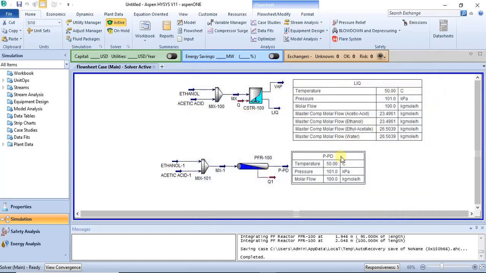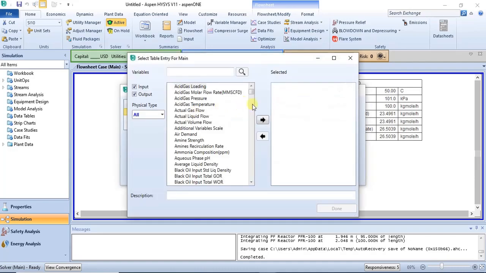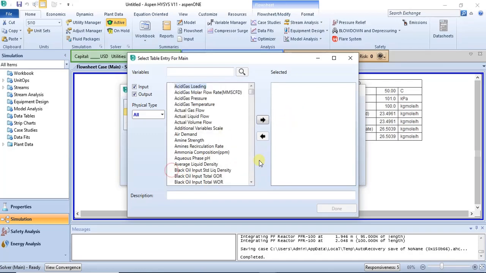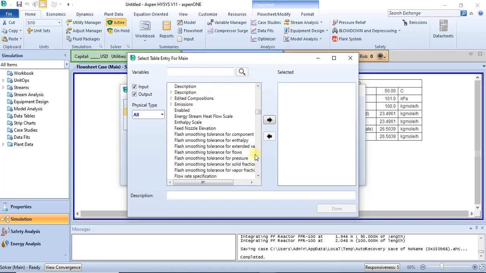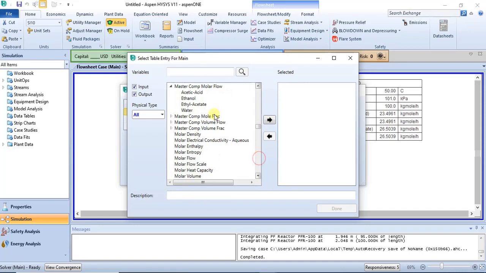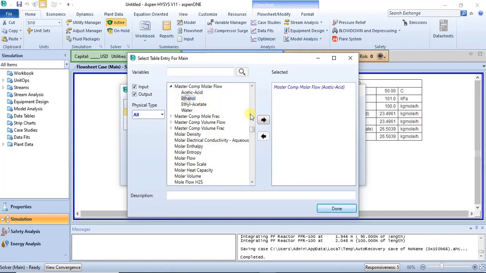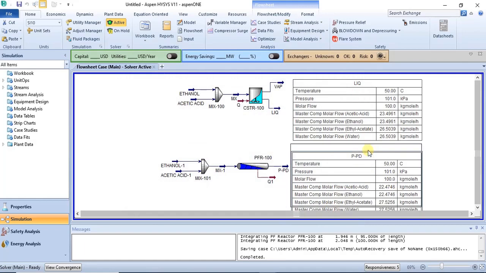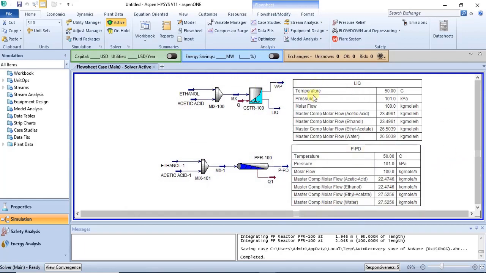So I'll do likewise for the PFR as well, right? So master component molar flow gives you the molar flow of each of the individual components in that particular stream, right? Master component molar flow, not mass flow. But if you want mass flow, you can also choose mass flow. So I'm using molar flow for this illustration. Yes, so I just add all of this, so all of them appear at the same time, right? So you have that, and I can exit this. So this is for the CSTR, and then this is for the PFR, right?